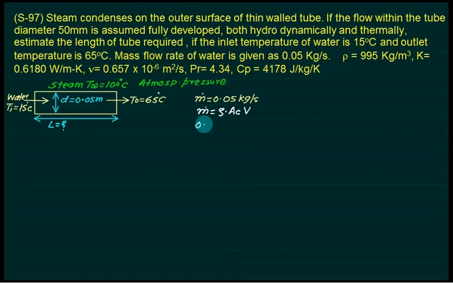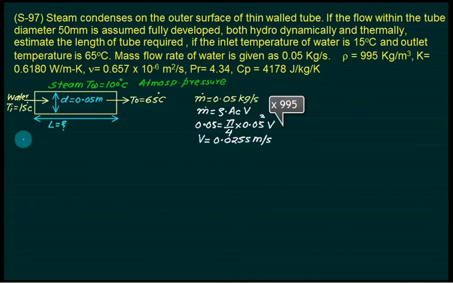We will attempt it only by mass flow, which is given as the product of density multiplied by area multiplied by velocity. Mass flow is m dot equals rho times pi by 4 into d square times V. Density is given to us, so velocity comes out to be 0.0255 meter per second. So let's classify the problem as a forced convection flow through a pipe. The wall temperature is maintained constant, so this is a uniform wall temperature.